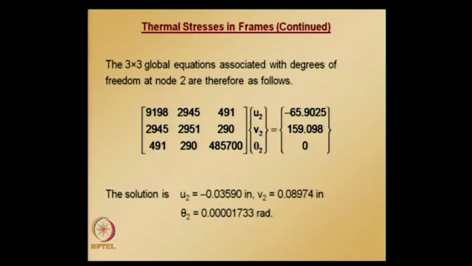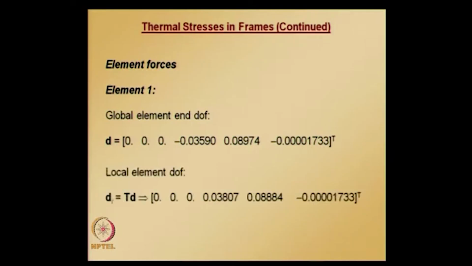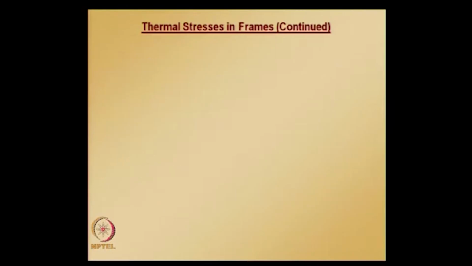The element forces can easily be obtained by first determining the local displacements and then using the shape functions and their derivatives. For element 1, these are the global element degrees of freedom, but we want to calculate the element forces using shape functions and their derivatives, so we need local degrees of freedom. We can use the transformation matrix to get the corresponding local degrees of freedom, and once we get this D vector we can calculate axial effects.